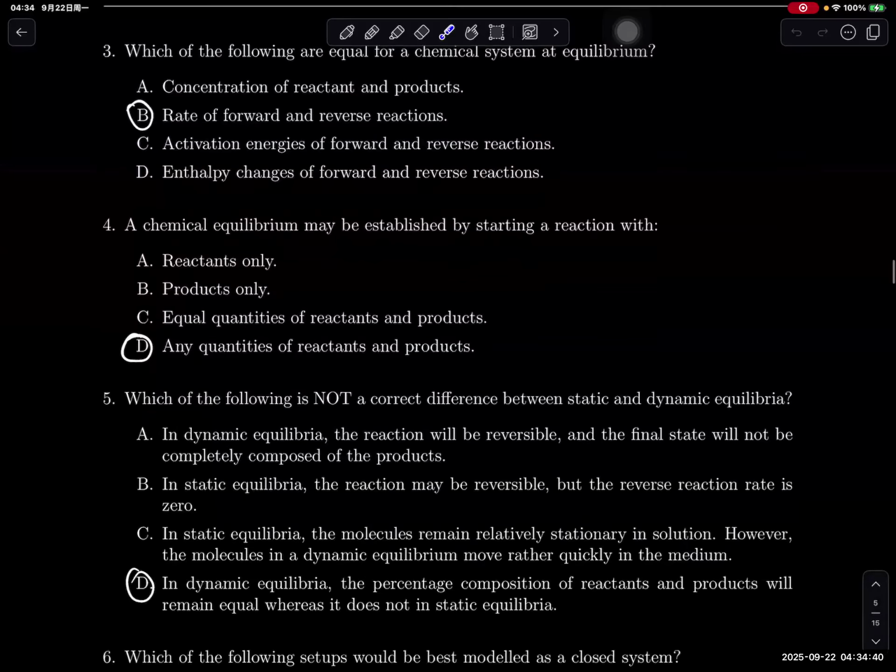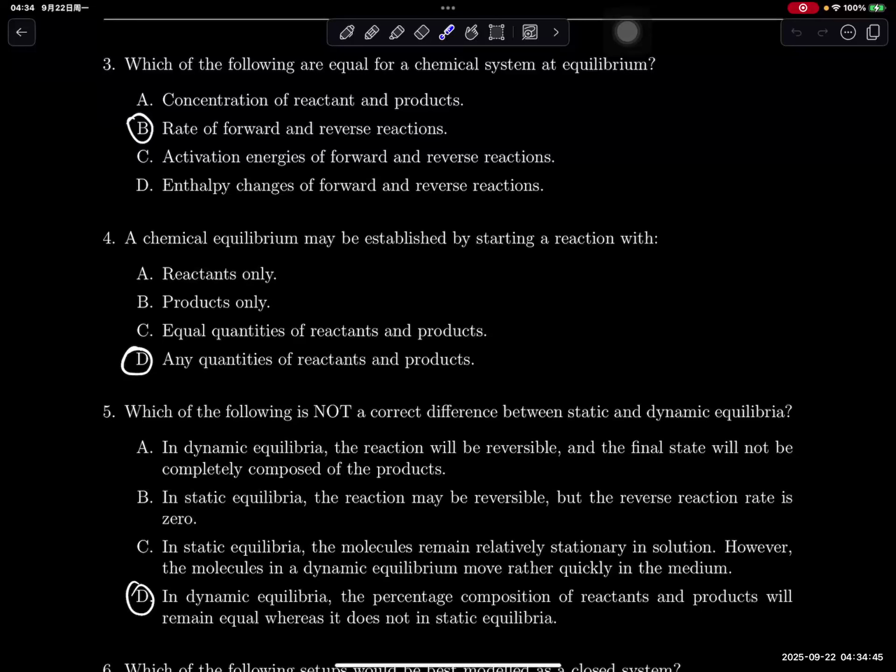All right. Question 4. A chemical equilibrium may be established by starting the reaction with any quantity of reactants and products. Yeah, you don't have to restrict that. You can start with a mixture of reactants and products. You can start with just reactant, it doesn't really matter, as long as you reach dynamic equilibrium with equal rates for both forward and reverse.